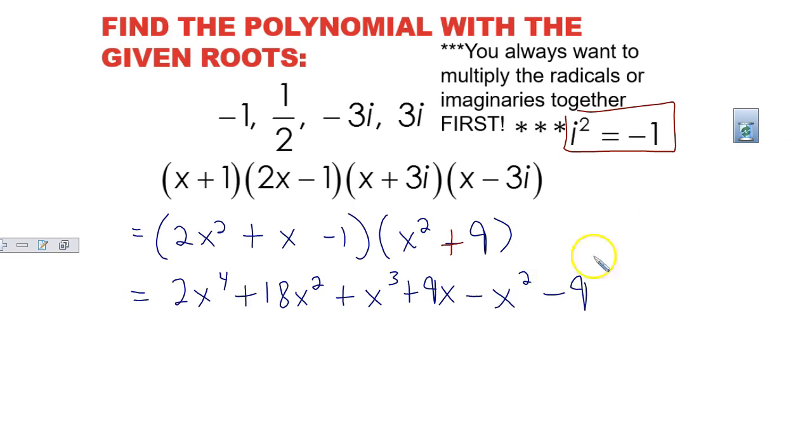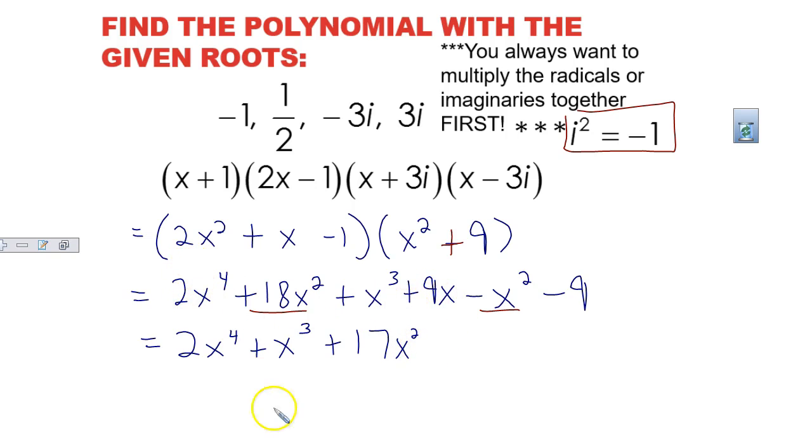At this point, we do have to clean up some things. We have some like terms here that we can put together, and we have things that are not in the correct order. So let's see if we can get them in the correct order. We have 2x to the fourth plus x to the third. We can put the x squareds together to give us plus 17x squared.